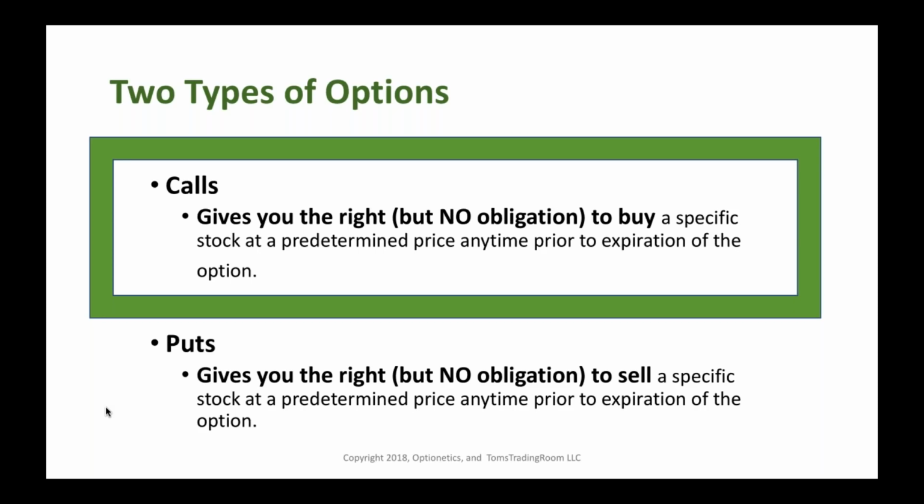Now, I could flip-flop that, and I could say that if I sold a call, I'm obligated. If I sold a put, I'm obligated. If I sold a call, I'm bearish. And if I sold a put, I'm bullish, right? But I don't want to go into that just yet. I want to talk really from the basics, right?